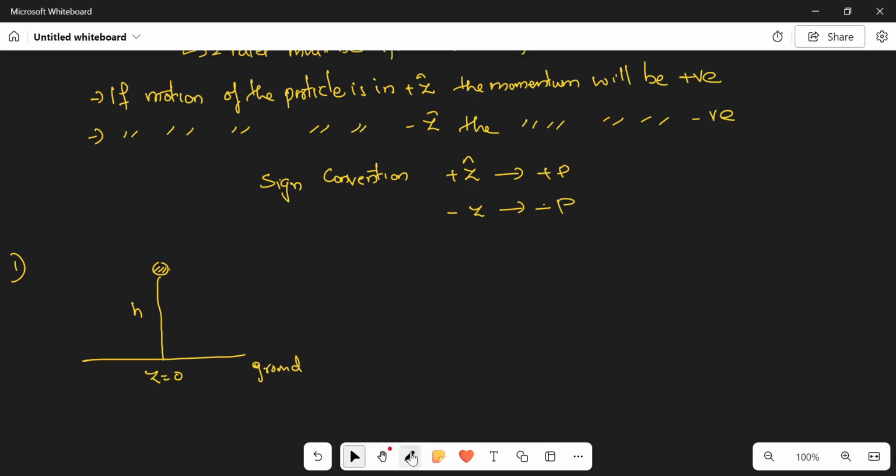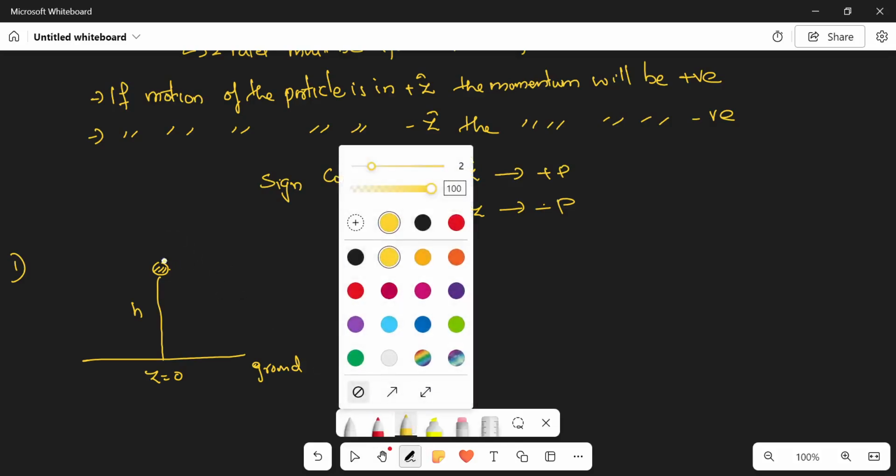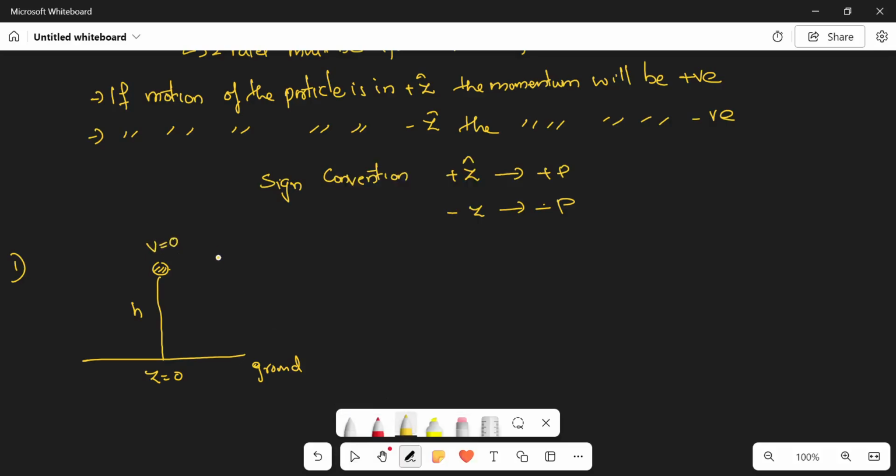We can see that at the top position, the velocity will be 0, since at the highest position, velocity is 0, and this is at a height h. This is z equal to 0, since this is the ground. So we'll be plotting the phase space trajectory of a ball bouncing, and I'll show you how to draw the phase space diagram. We take the position z in the horizontal direction, and the momentum p in the vertical axis.